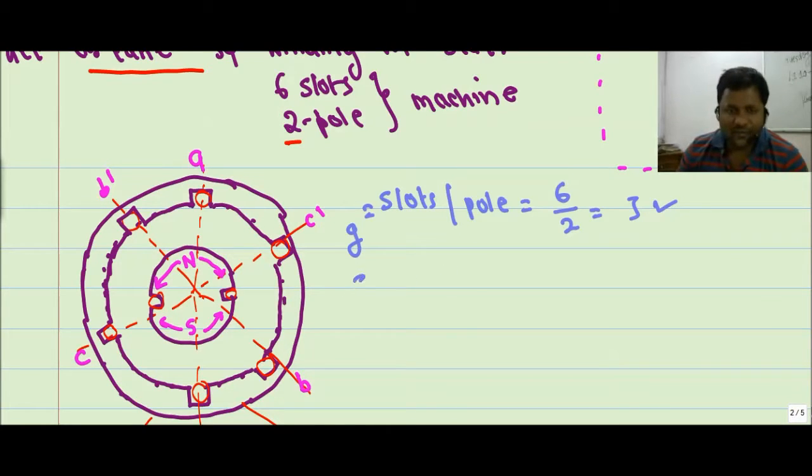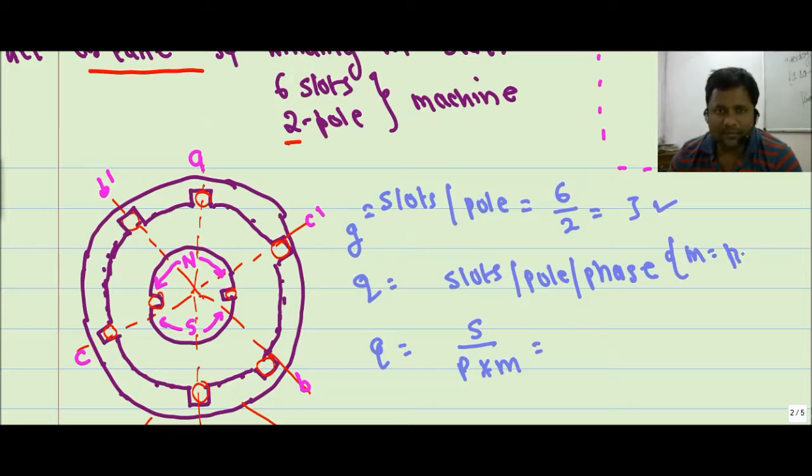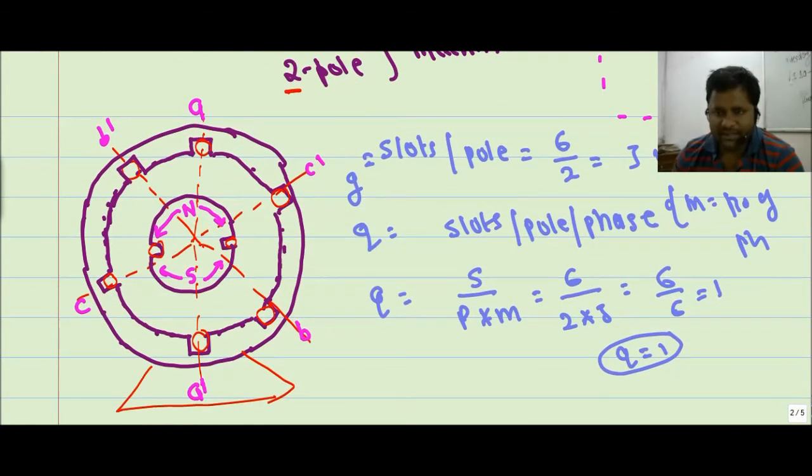Similarly, there is another term like Q, which is equal to slots per pole per phase. So Q should be equal to slots per pole multiplied by the number of phases, where M is the number of phases. Here the slots are 6, poles are 2, and the number of phases is 3. So we can say that 6 by 6 equals 1. So Q equals 1. These are the terms we are using, G and Q. The Q is basically the slots per pole per phase.